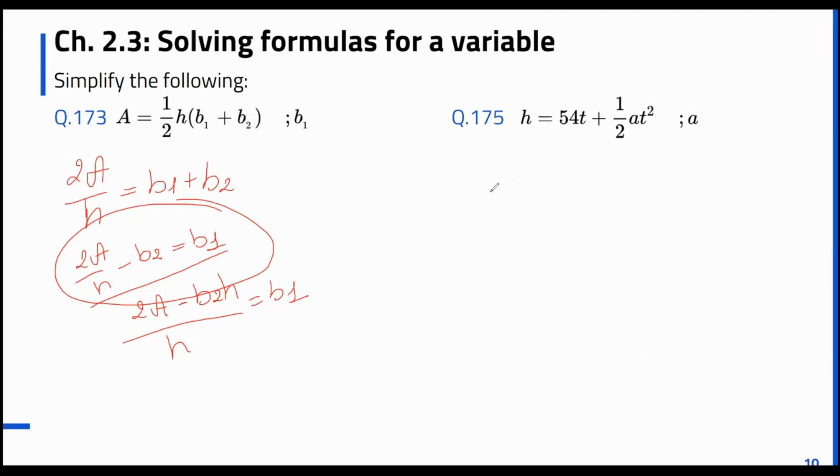Can I show you? You mean how? I won't see it, sorry. The quality is not the greatest here. So what is the first step you did? We have to move 54 t to the left side. Okay, like this? Yeah.